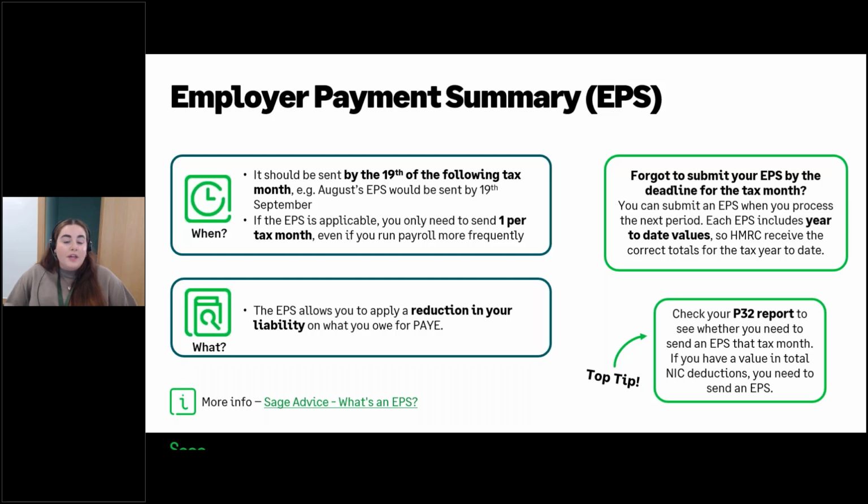And also check your P32 report. So if you're not sure whether you need to send one, check this report. And if you've got a value in the total NIC deductions line, you will need to send an EPS. So this could be made up from apprenticeship levy, or if you had an employee on statutory maternity pay, for example. But that is your employer payment summary.